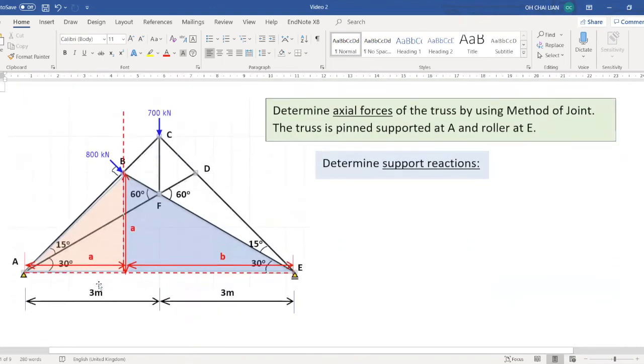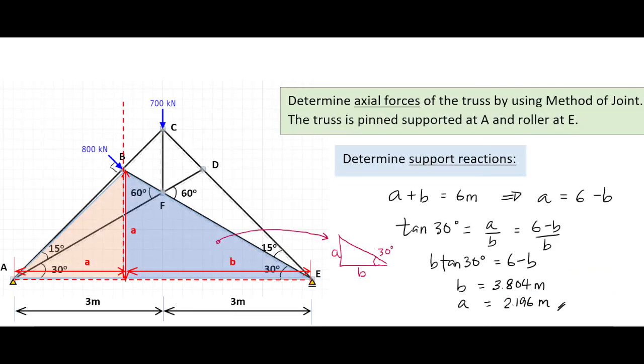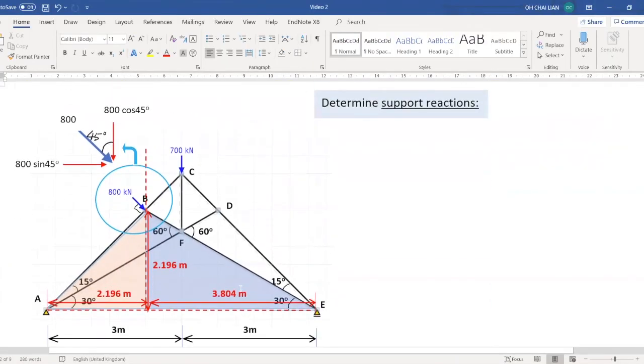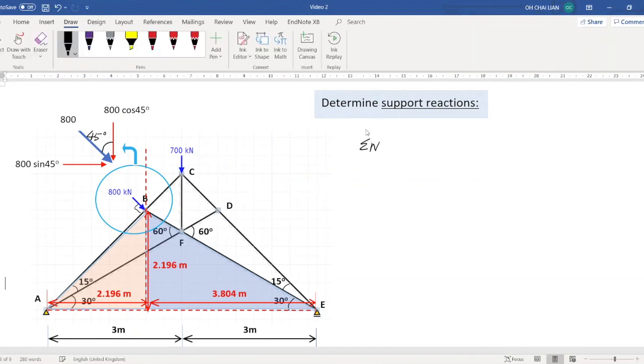We can firstly determine the support reactions. Note that the lengths of A and B are required. These lengths can be determined by using the relationship between the shaded triangles. You need to resolve the diagonal force at 100 kN into x and y axes, the axes that you are working on. Once you have solved for the lengths A and B, we can apply the equilibrium equations.